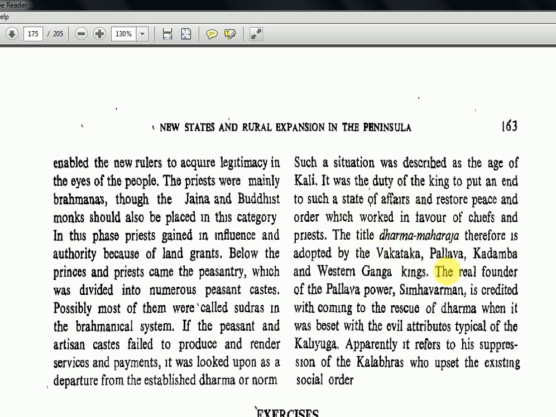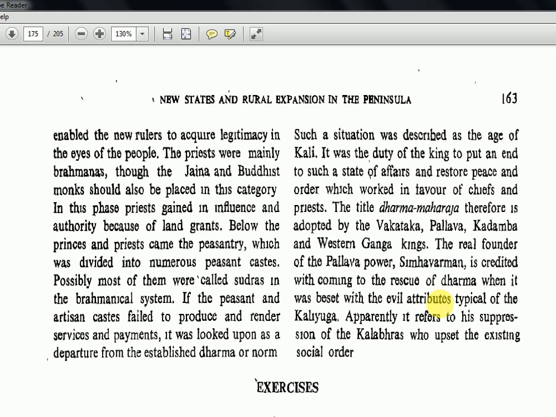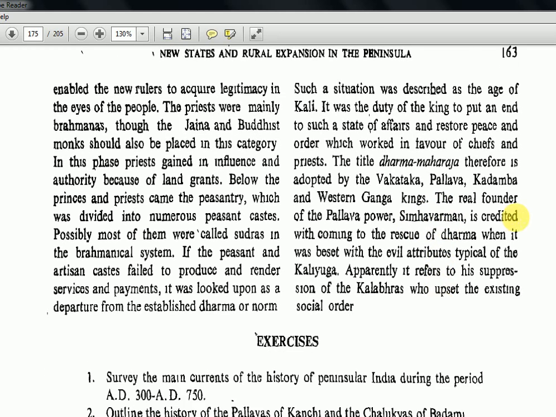The real founder of the Pallava power, Simhavarman, is credited with coming to the rescue of Dharma when it was beset with the evil attributes typical of the Kali Yuga. So this is one king who did something to change these things, to establish Dharma against the looting by the peasants and priests and whoever was overpowering. He was one of the rescuers, Simhavarman, the Pallava ruler. This Varman you can relate to the Pallavas.